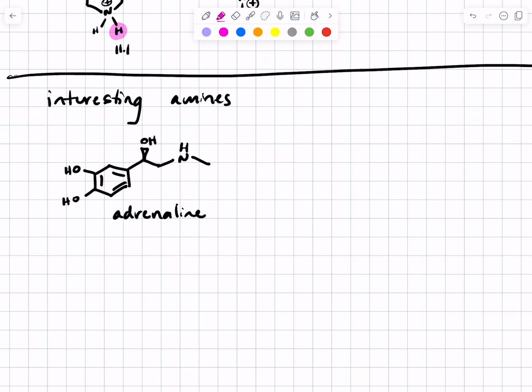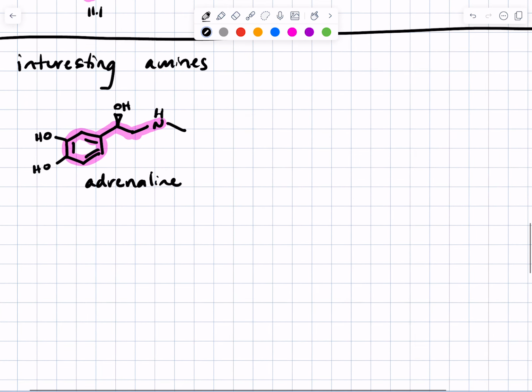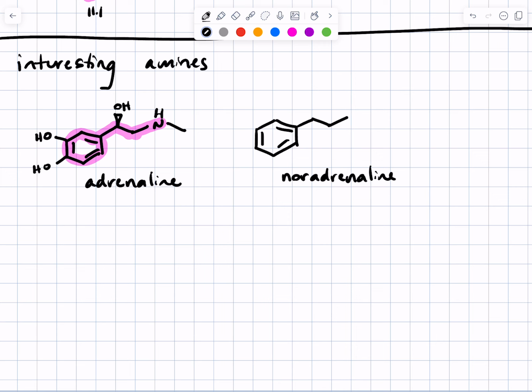There's a core structure in adrenaline that I want you to see. You have a benzene ring, a phenyl group, and a nitrogen. And there are a lot of molecules that have similar properties that share that structure. For example, a related hormone to adrenaline is called noradrenaline. Other words for adrenaline are epinephrine. Epinephrine and norepinephrine, same thing as adrenaline and noradrenaline. Noradrenaline lacks the methyl group on the nitrogen, so noradrenaline is a primary amine rather than a secondary amine, but it still has that phenyl ethyl amine type structure.